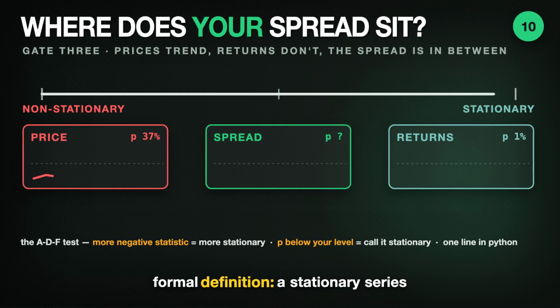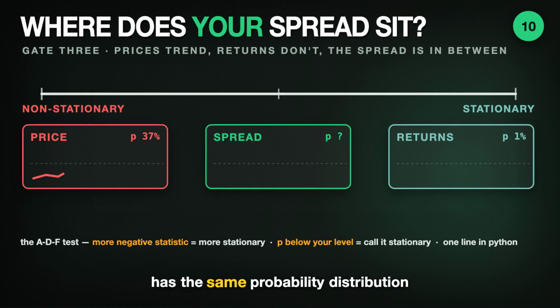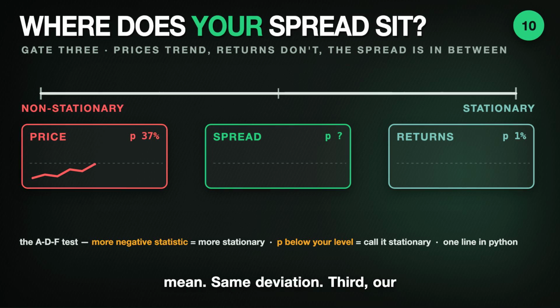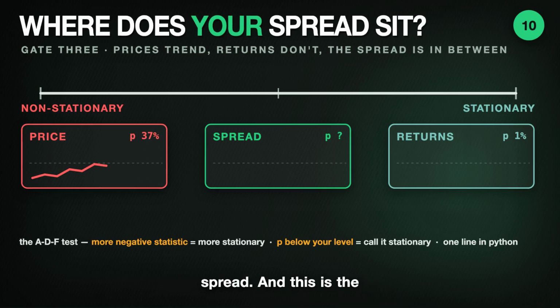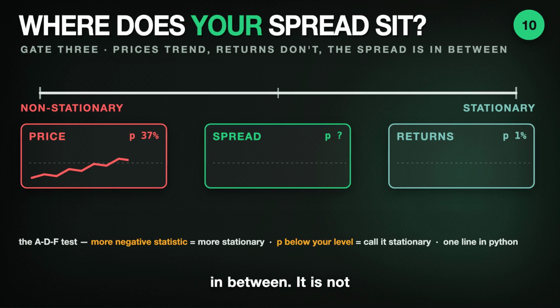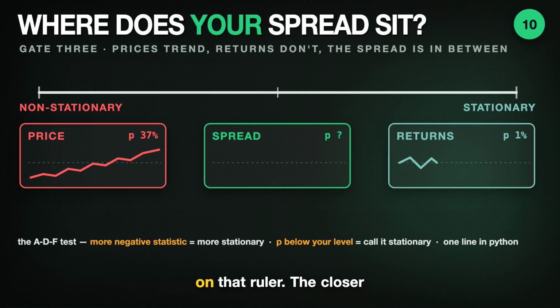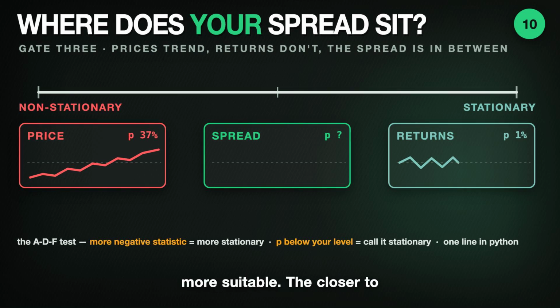The formal definition: a stationary series has the same probability distribution no matter which stretch of it you cut out. Same mean, same deviation. Third, our spread. And this is the important one. The spread sits in between. It is not fully stationary and it is not fully non-stationary, which lets us define what choosing a pair actually is. It is measuring where your spread sits on that ruler. The closer to the stationary end, the more suitable. The closer to the non-stationary end, the less.